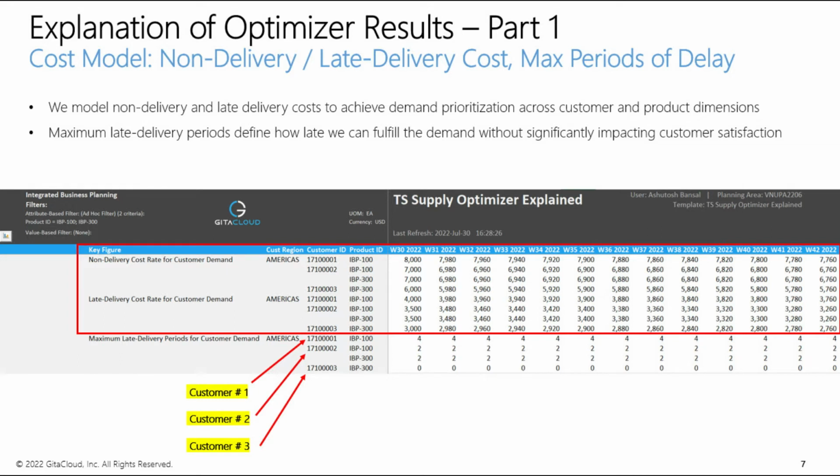Late delivery cost key figure tells the optimizer the cost of meeting demand late. This can also be used to drive customer prioritization in case of late supply, similar to non-delivery. Maximum late delivery periods for customer demand key figure tells optimizer the maximum delay allowed. Note that customer 1 is willing to take shipments up to 4 weeks late, customer 2 is only willing to wait 2 weeks, while customer 3 has a zero tolerance to delays.